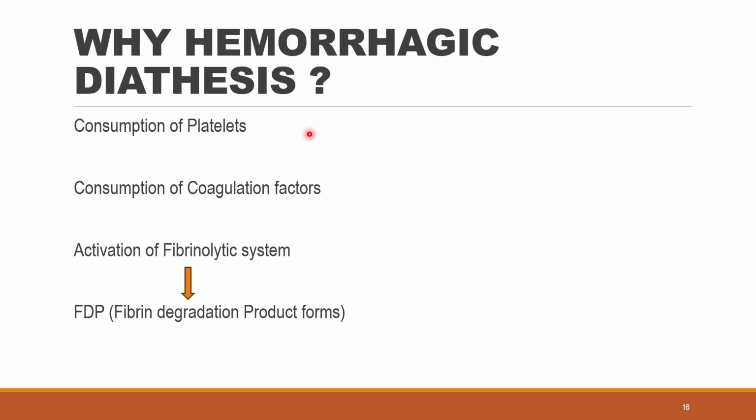The hemorrhagic diathesis is because of consumption of coagulation factors and consumption of platelets, and because of activation of the fibrinolytic system. So because of that, the patient will have a hemorrhage, because your platelets and coagulation factors can't stop bleeding anymore, because they are consumed in a clot.